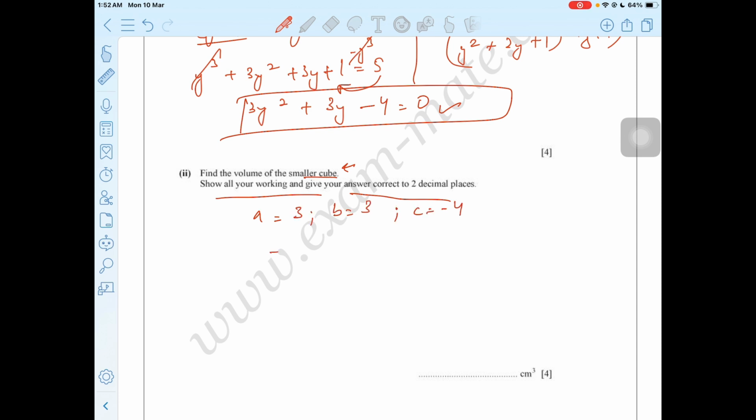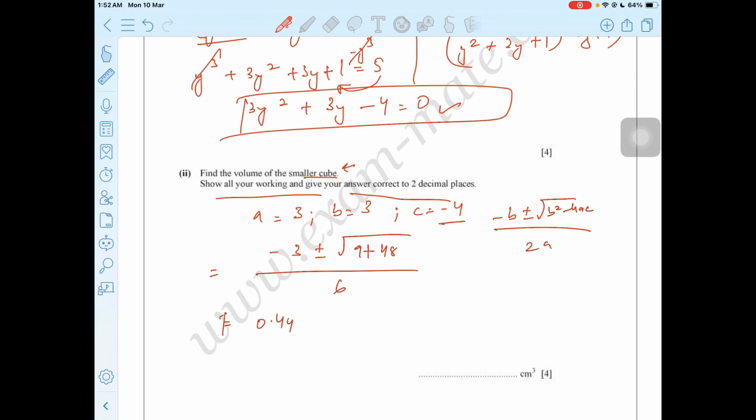So this would be negative 3 plus minus, we have our quadratic formula as negative b plus minus the square root of b squared minus 4ac over 2a. We have negative 3 plus minus the square root of 3 squared, which is 9, minus 4 times negative 4, which would be positive 16. 16 times 3 is 48, and then we divide it by 2a, that is 6. We'll get two answers, one negative and one positive. So we get our positive answer as 0.44, so we take this as 0.44, right?